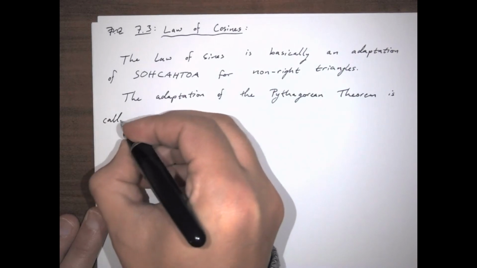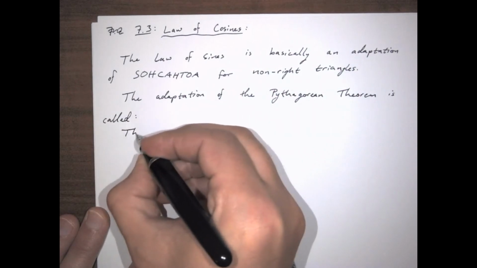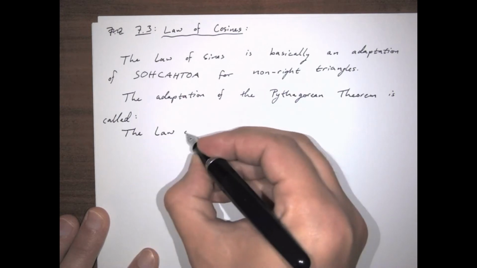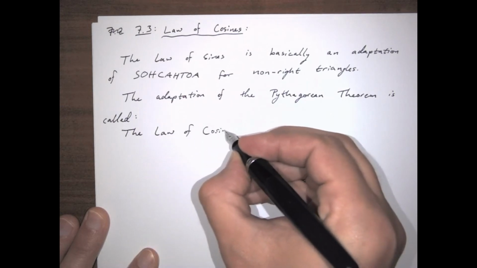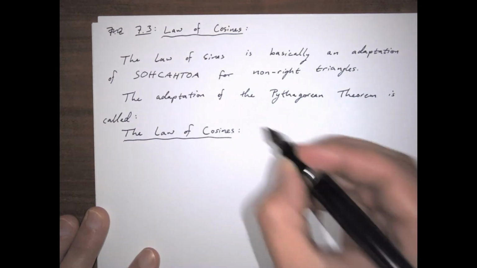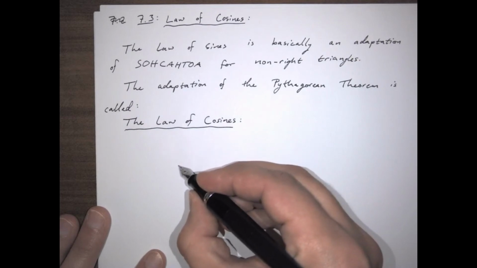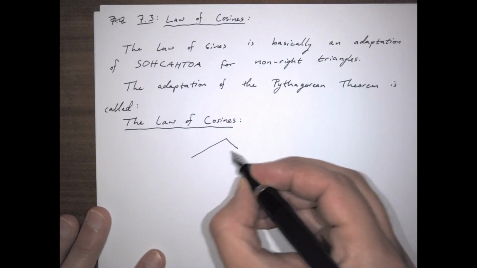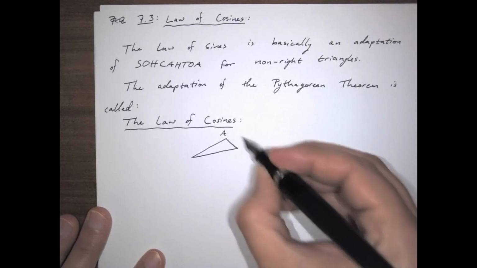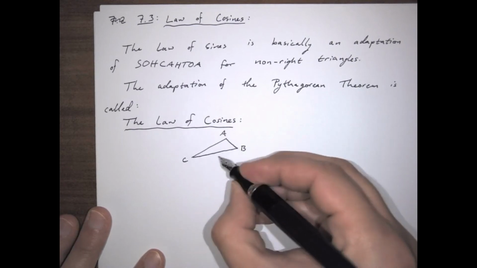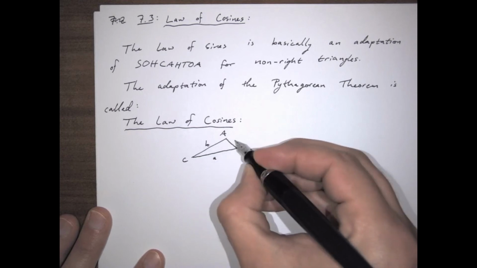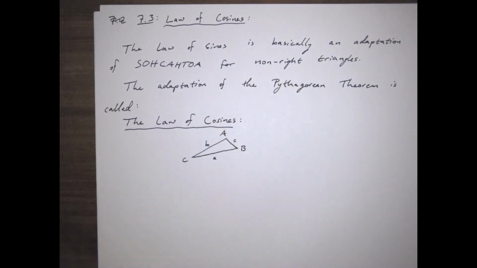It's called the law of cosines. So, if we have our usual setup, A, B, and C, little a, little b, little c. The important thing is just that the same letter is used for the angle and the side, just capitalized for the angle, lowercase for the side.